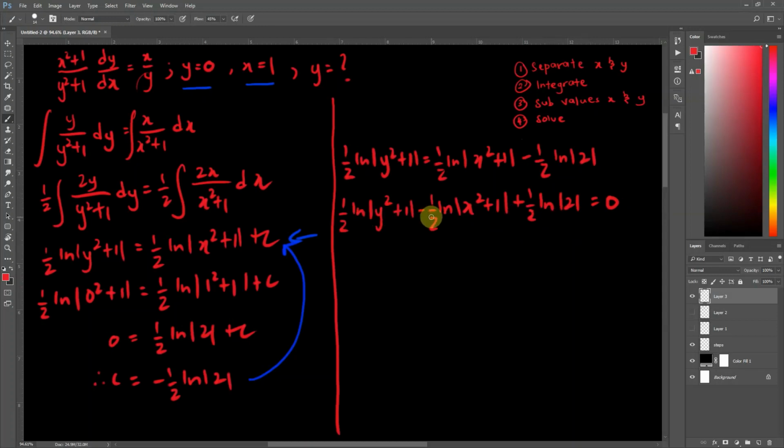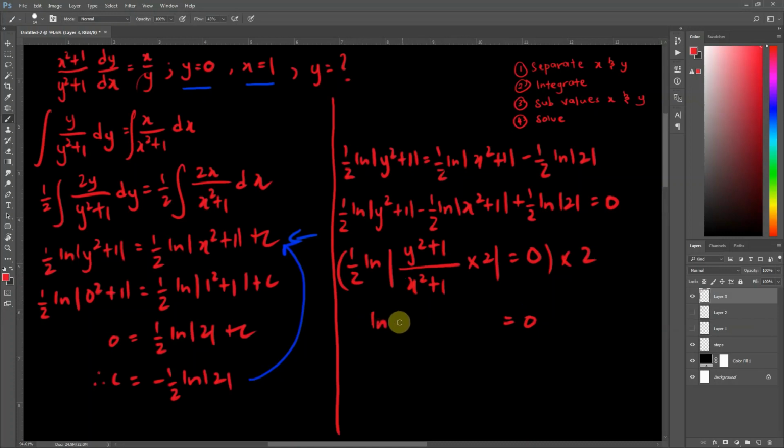Now when ln is minus, it's going to be divide. When ln is plus, it's going to be times. So my answer is half ln of y squared plus 1 divided by x squared plus 1, times 2, equals 0. Since this is half, I can times everything by 2 so that the half is gone, and this side remains 0 because 2 times 0 is also 0. So this is ln of (y squared plus 1) over (x squared plus 1) times 2.